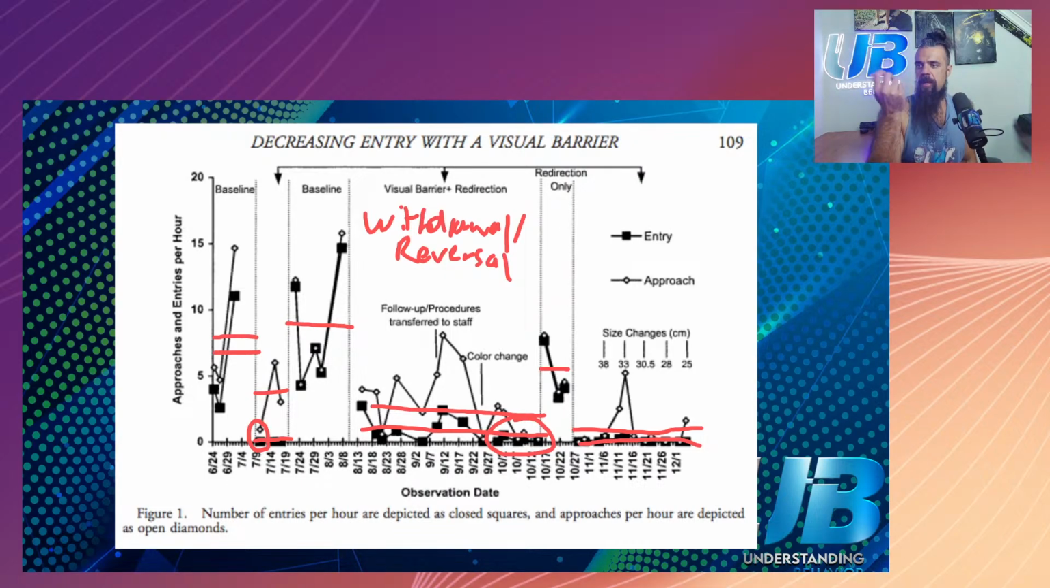So what this data would tell us is that the visual barrier is a necessary element to decrease the behavior. We don't know if it's effective alone because we didn't test it alone. But we know the redirection only doesn't work, but we know together it does work pretty well.